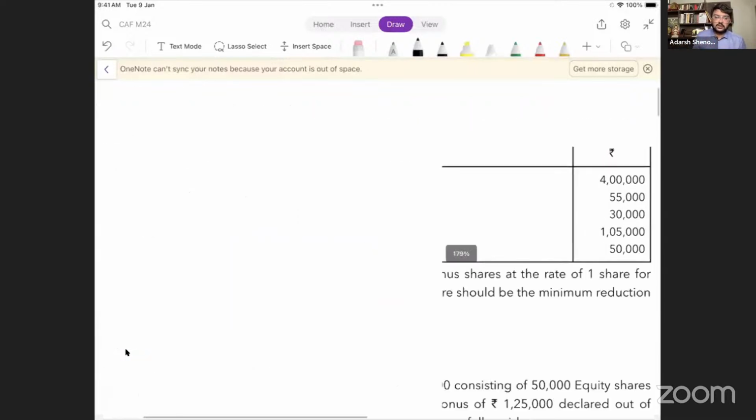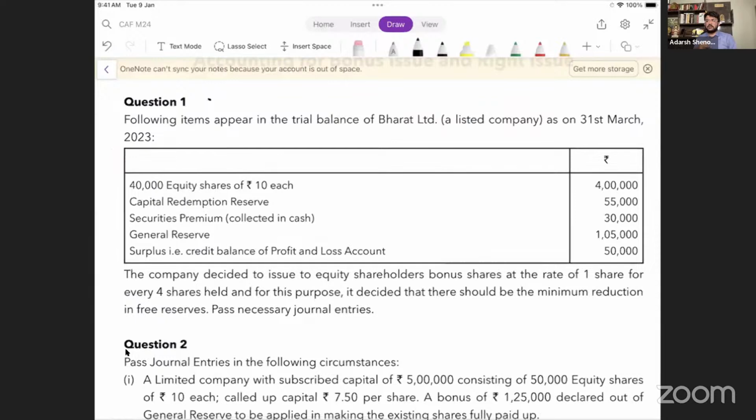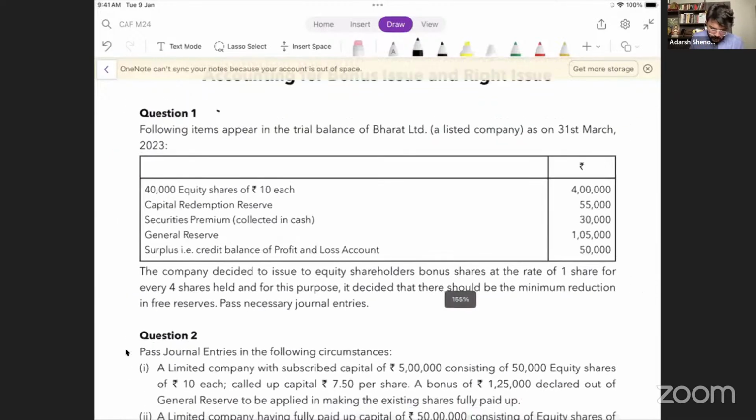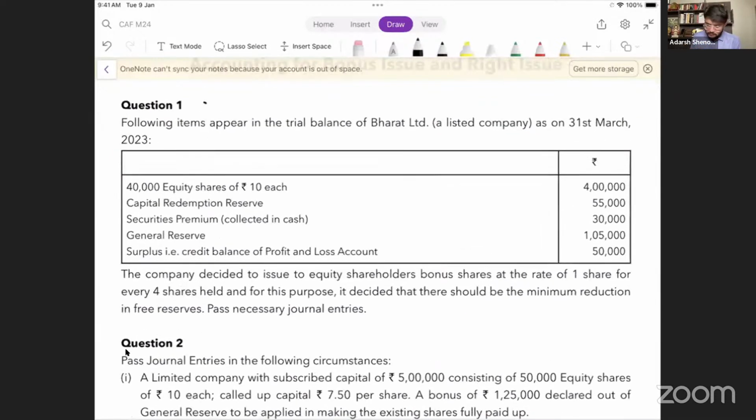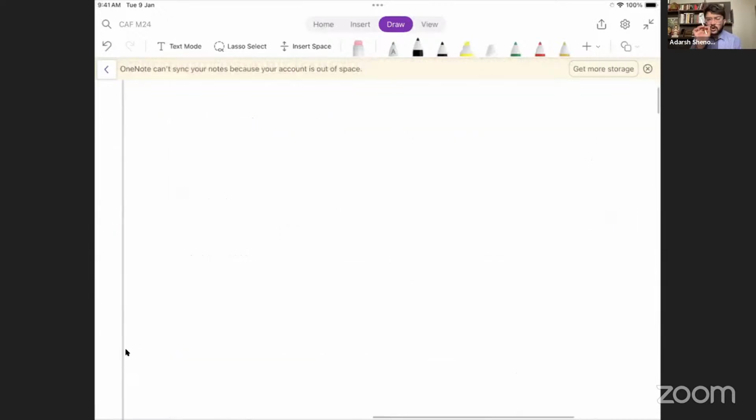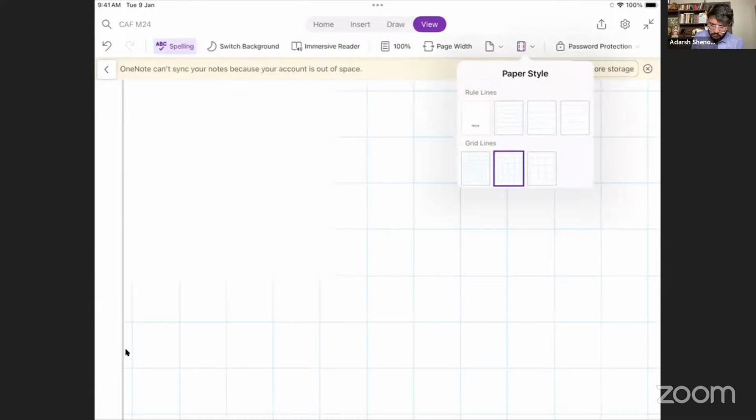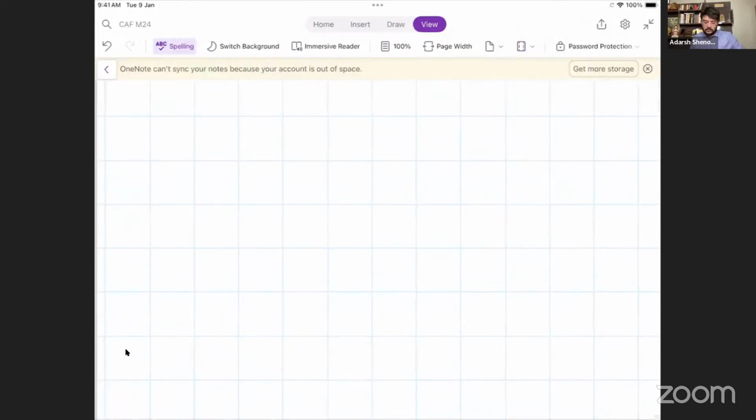It will always be the last free reserve. So it will always lead to minimum reduction in free reserves. So let's do this. Very simple question. First, we will have to do a small working note before we draw the journal format. And then you can start with the journal entries. So let's see what the working is.